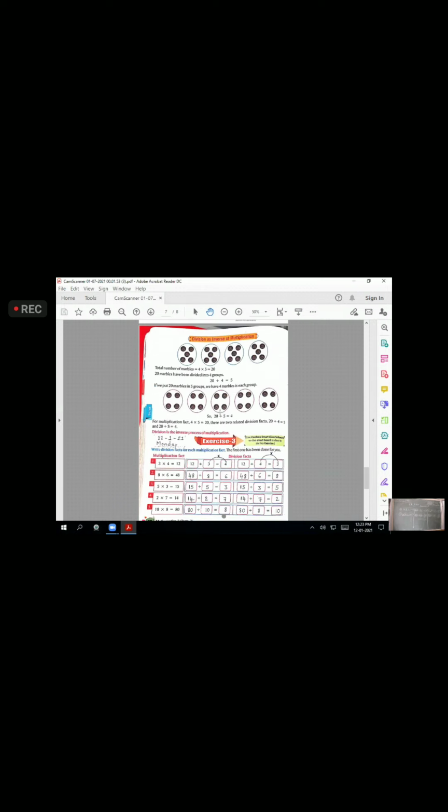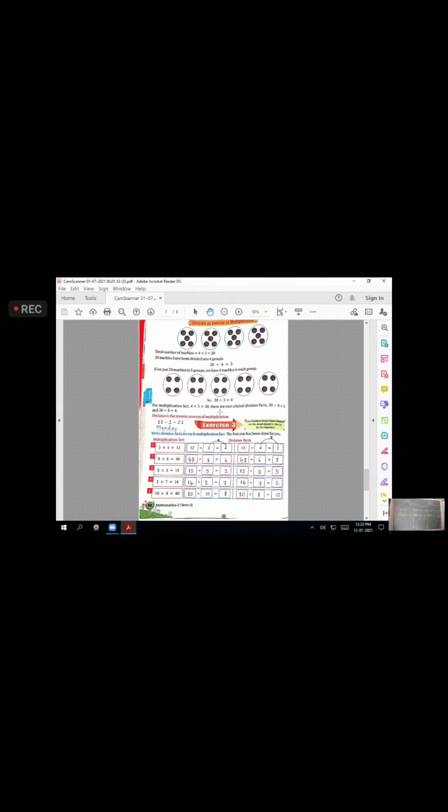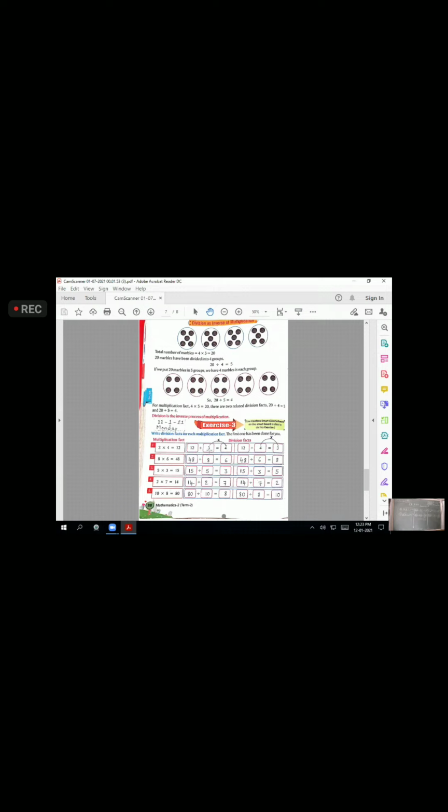Next, Saturday we did not have class. Due to an internet problem, we did not have class on Saturday. So, Monday, yesterday I taught division as the inverse of multiplication. Page number 88. Yesterday I taught this.